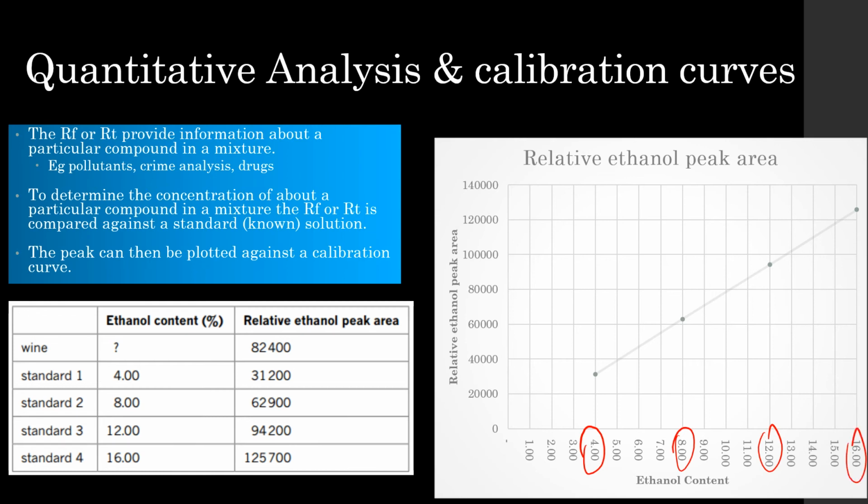Once we've plotted them on a graph, we can then test against an unknown. So if we have a look at, for example, this relative peak of ethanol from an unknown, we can use that to interpolate the amount of ethanol content in the wine, and it would be about 10.5 there.